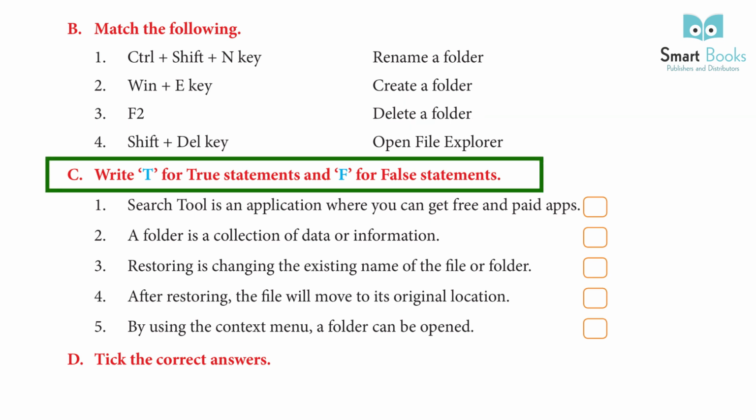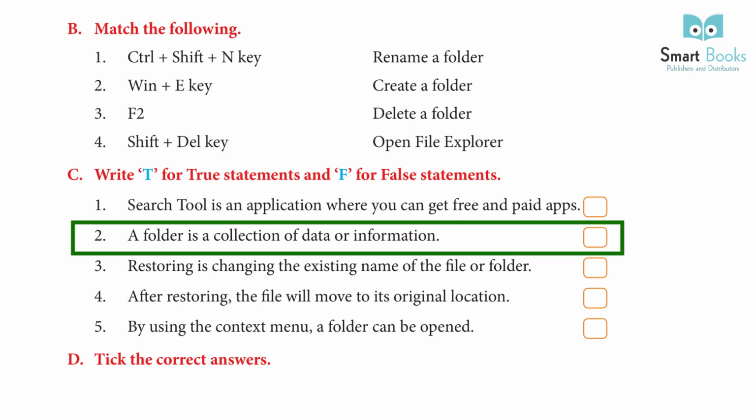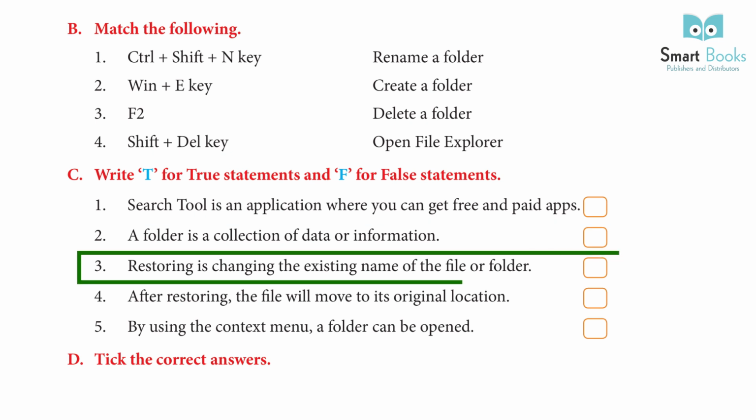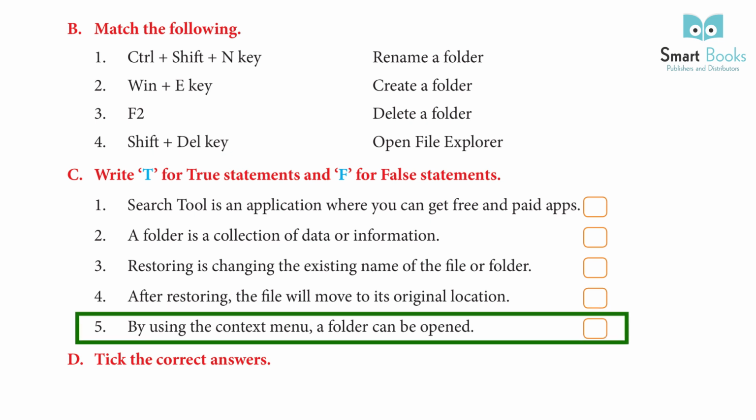C. Write T for true statements and F for false statements. 1. Search tool is an application where you can get free and paid apps. Answer: false. 2. A folder is a collection of data or information. Answer: false. 3. Restoring is changing the existing name of the file or folder. Answer: false. 4. After restoring, the file will move to its original location. Answer: true. 5. By using the context menu, a folder can be opened. Answer: true.